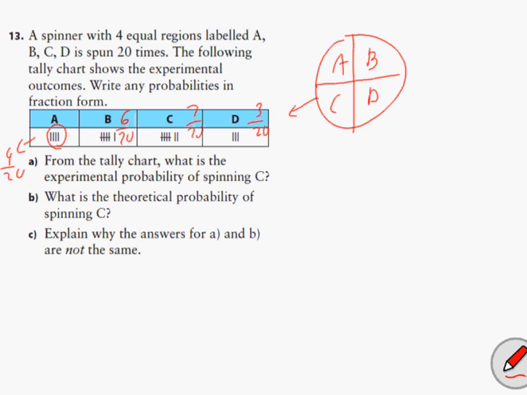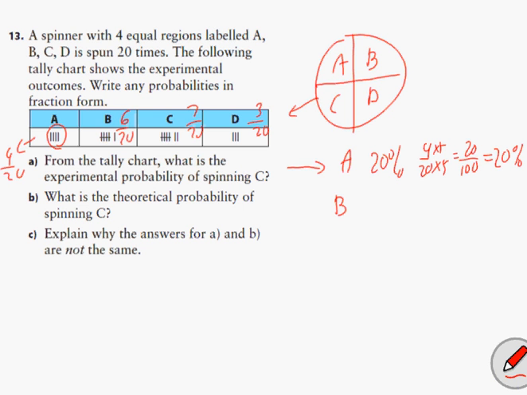So what is the experimental probability of each? What did we get for percentage for A? What percent was A? 4 out of 20. What percent's that? It's 20%. Because 4 out of 20, if I think of it as an equivalent fraction, it's 20 out of 100, right? Which is 20%. What is our experimental probability for B?